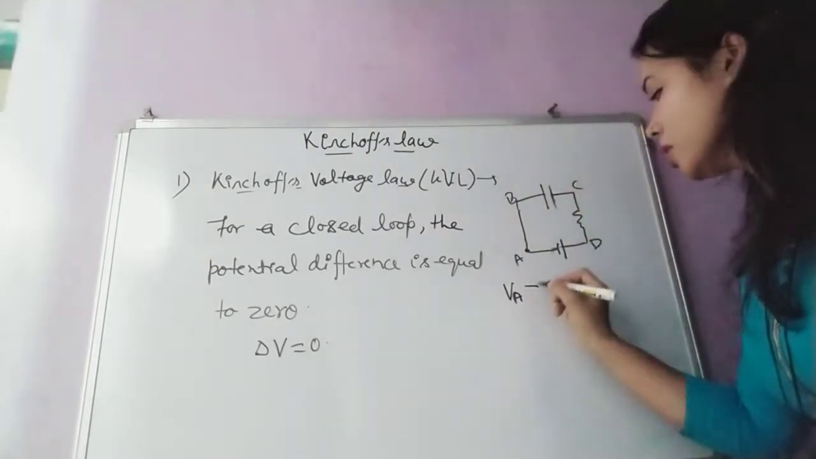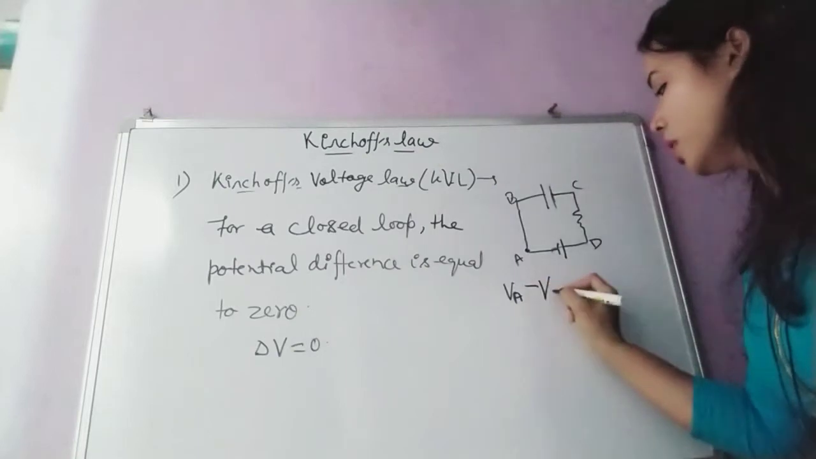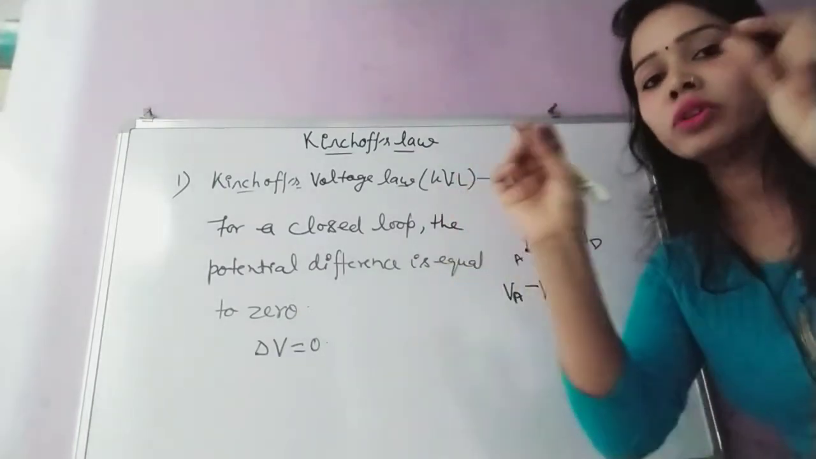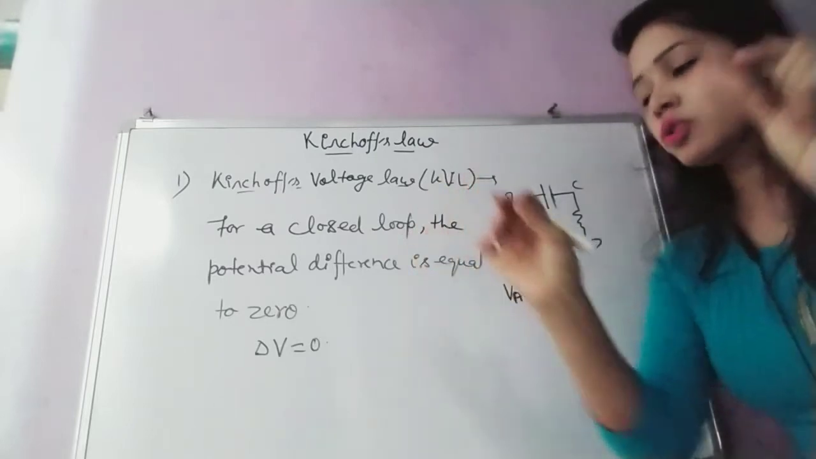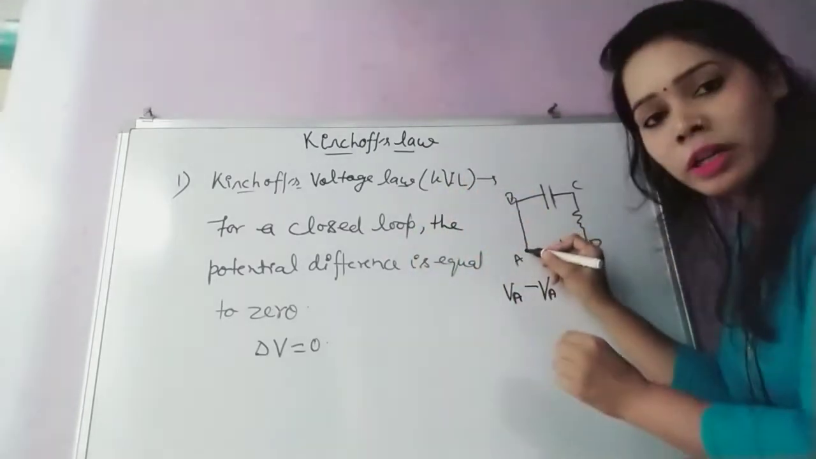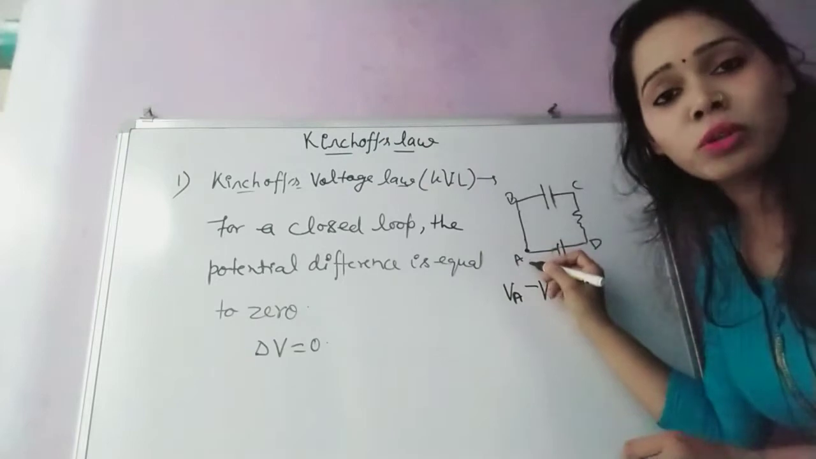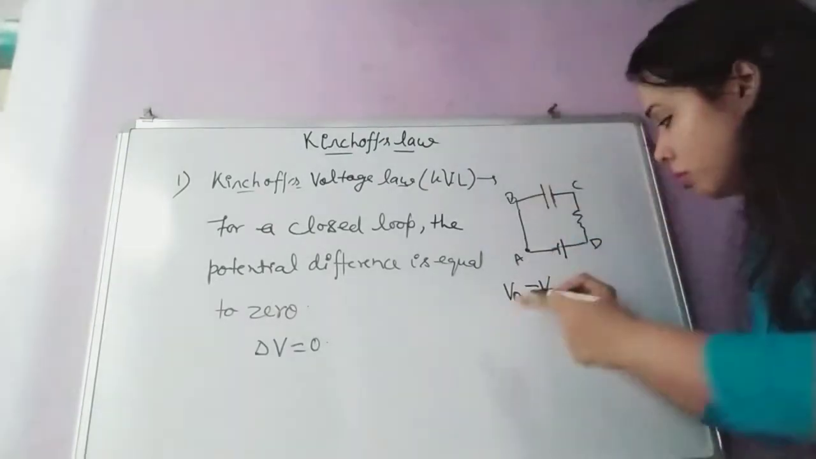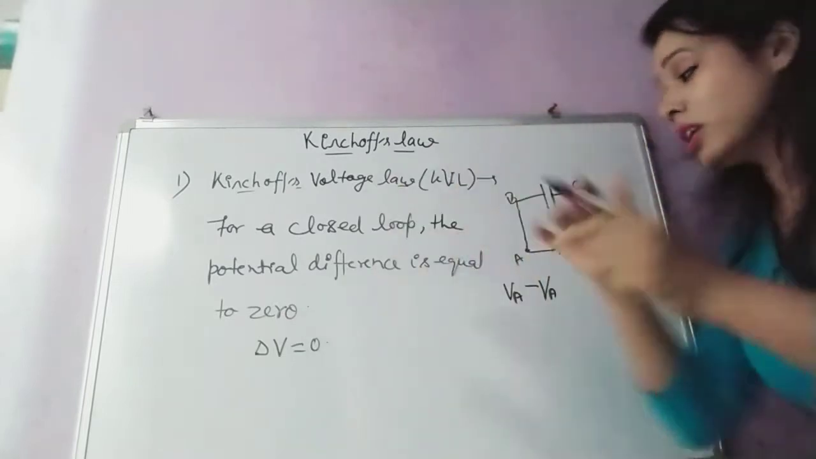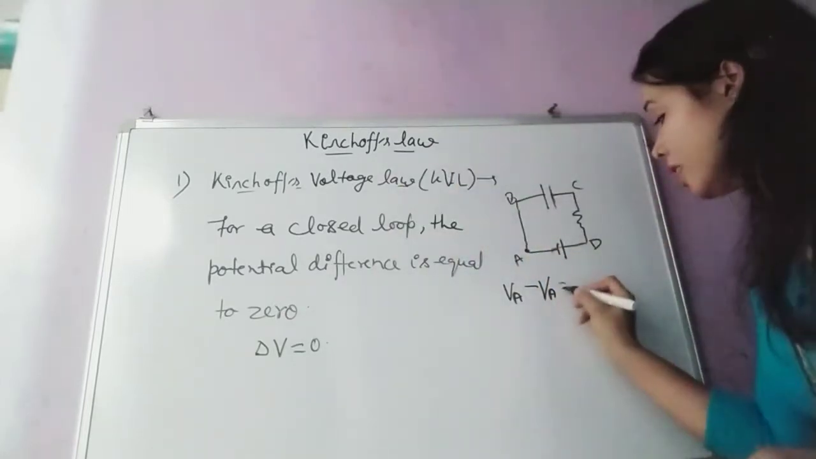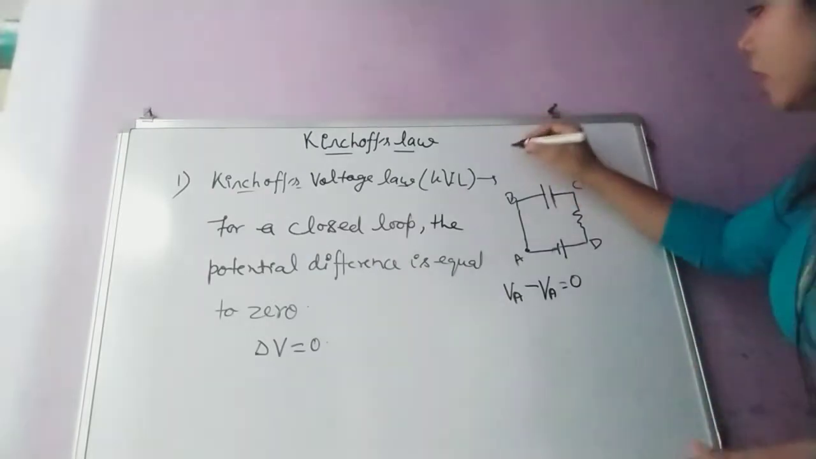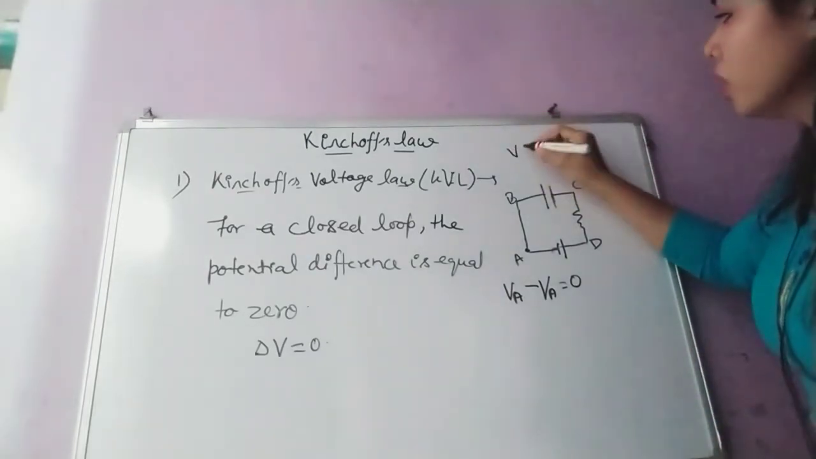Then potential difference means change in potential, that is VA minus VA. The potential difference between the two terminals you have considered, first and second. The first terminal is A only, and again you have come back to point A. So the potential at the first point is VA and the potential at the final point is also VA. So the difference equals 0. What did I write? Delta V, or V, potential difference.